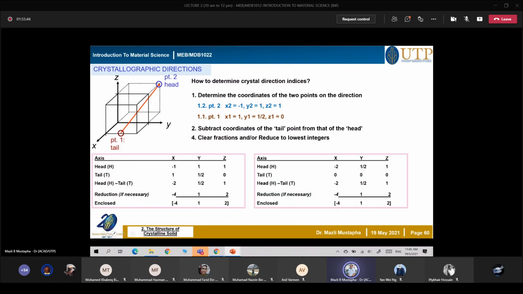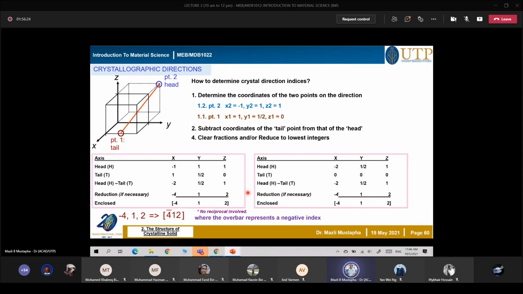But another important thing is that for the direction, the overbar means a negative index. Your final answer should be like this. This is just your work example. Your minus should be up here. Okay, please remember that, and it should be in the square bracket. The square bracket will differentiate, because later on you will learn about planes. The square bracket is for direction, while a plane uses a round bracket.